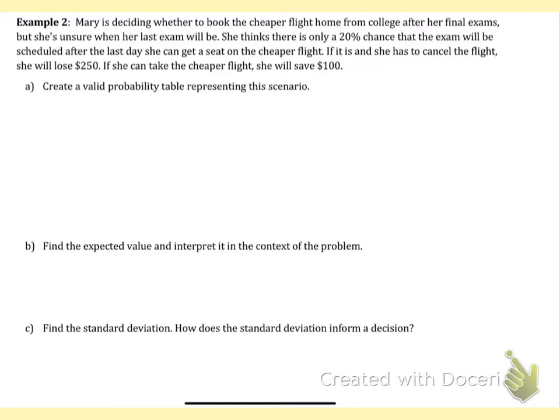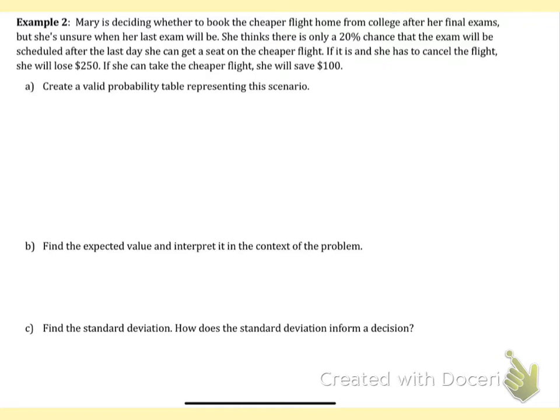So first, talking about discrete random variables. Discrete means that there are a countable number of options to the variable. So in this case, she's either going to keep the flight and save $100, or she's going to have to cancel the flight and lose $250. So in part A, it says create a valid probability table representing this scenario.